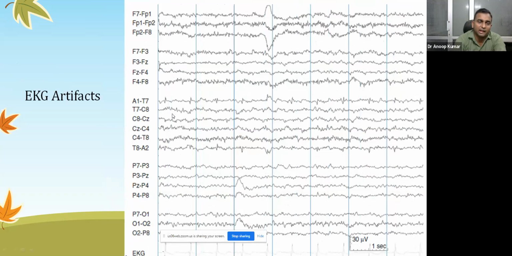Another type of artifact is the EKG, electrocardiographic artifact, which is very rhythmic with the pulse rate. They are at regular intervals with each other. You can see these are the EKG artifacts, and if we are able to see the EKG, they clearly match these artifacts. You can see here, which classically matches the QRS complex of the EKG.